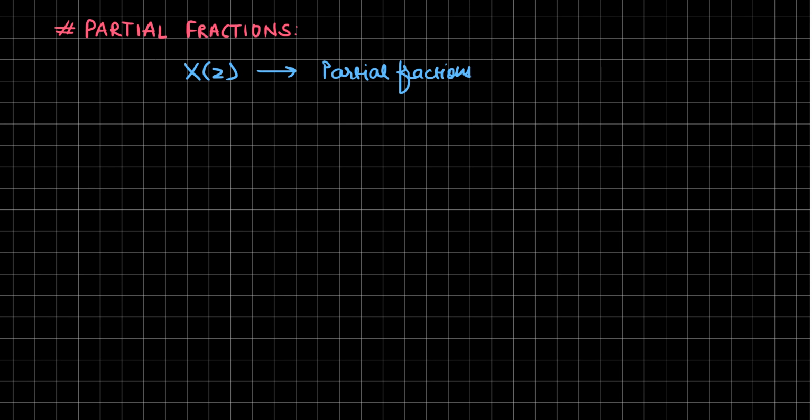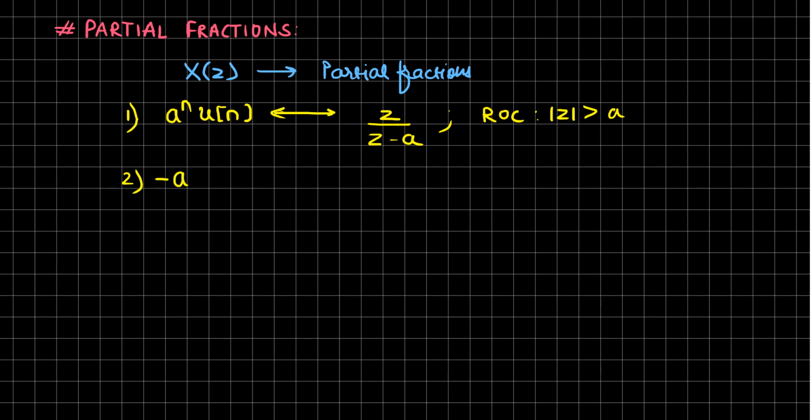For example, the first one which we had seen was of the form a to the power n into u of n, whose Z transform was obtained as z upon z minus a with a region of convergence mod of z greater than a. The second form we have seen was minus of a to the power n into u of minus n minus 1, whose Z transform was obtained as z upon z minus a with a region of convergence of mod of z less than a.